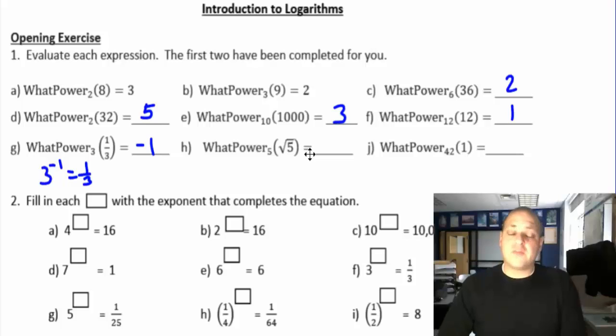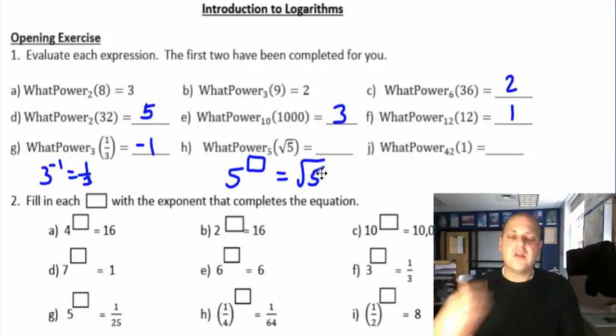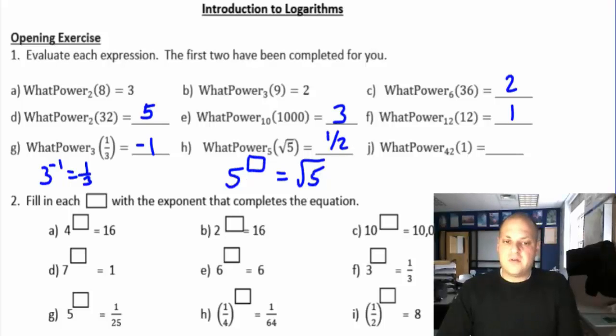What power of 5 is radical 5? 5 to the what is radical 5? Now think about what the radical is. Remember, power over root. It's a square root, so that would be 1/2. A fractional exponent gives you the radical.